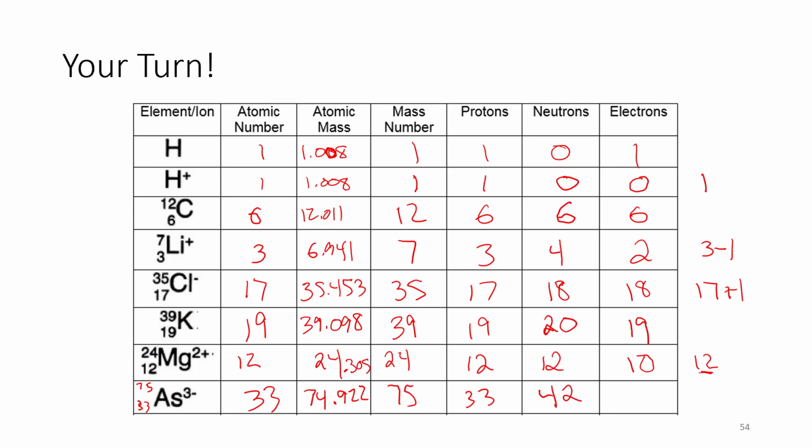And typically, in an uncharged atom, we would have the protons and electrons equal, so we would have 33 electrons. However, you can see this has a 3 minus charge. That means we're becoming more negative by 3. We are adding 3 of those negatively charged electrons. So when you become more negative by 3, you have to add 3 electrons. So this is actually 36 electrons.